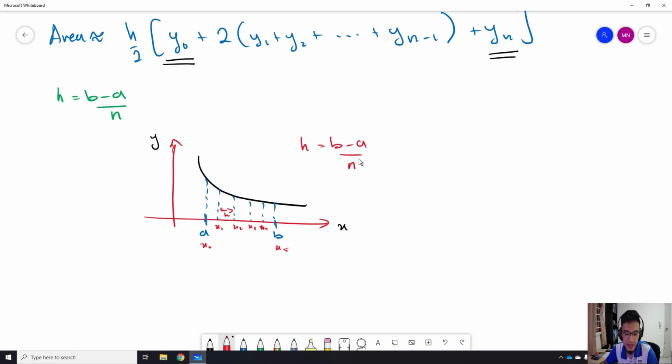So n is based on the amount of strips that you want to use. So let's say this one has 1, 2, 3, 4 and 5. So for this one it has n equal to 5 strips. So from that you can find the value of h. The number of strips basically depends on you, but usually the question mentions how many strips to use.